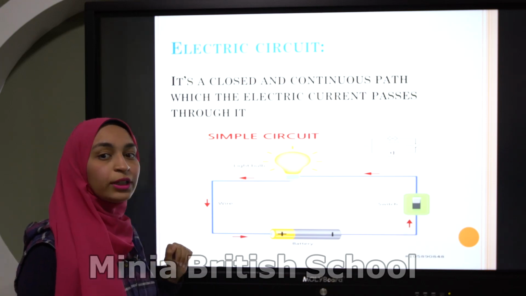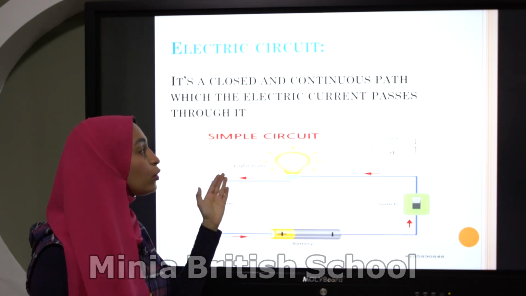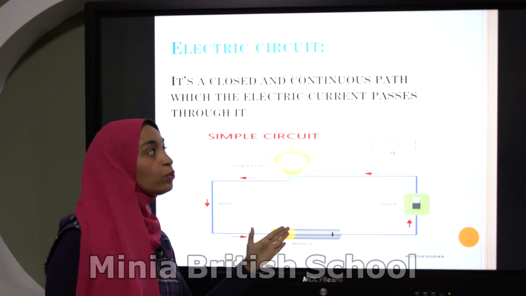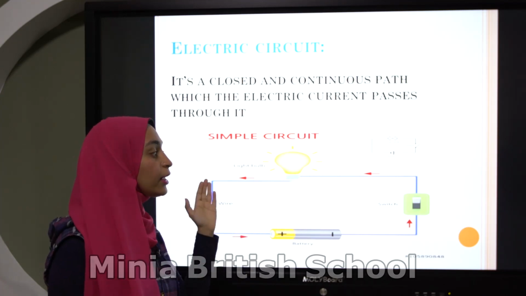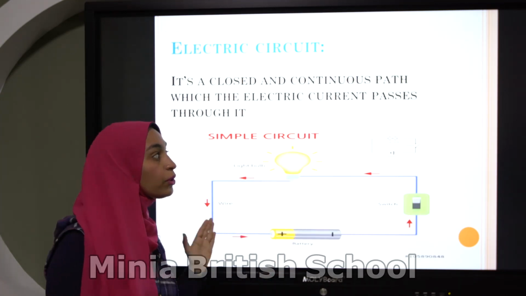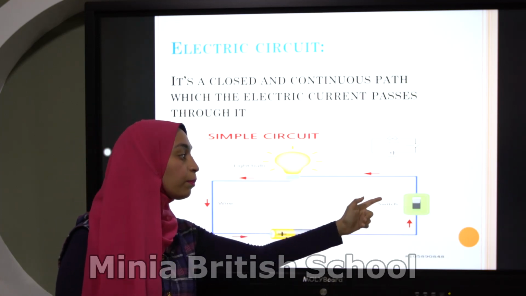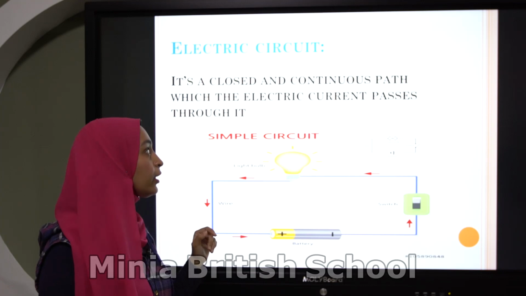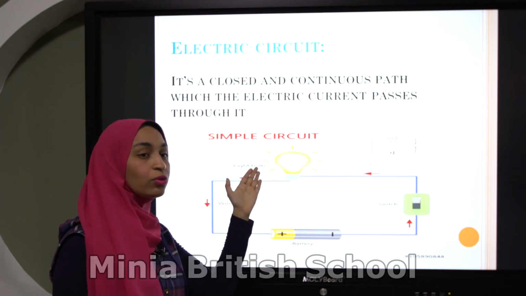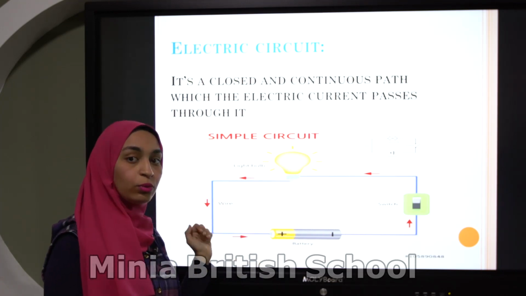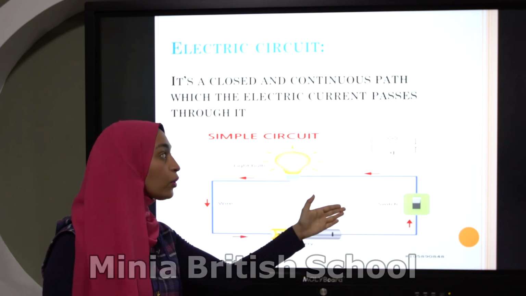What is the meaning of electric circuit? It's a closed and continuous path in which the electric current passes through.